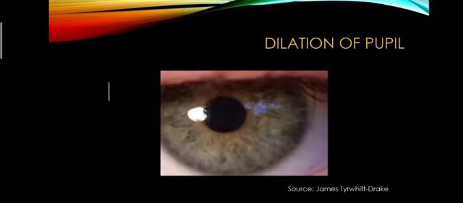Here I have attached a video where we can see how the pupil of our eye responds to bright and dim light. So let me play the video for you.